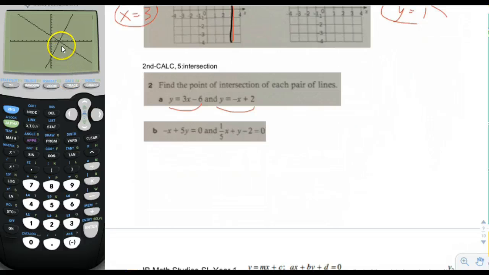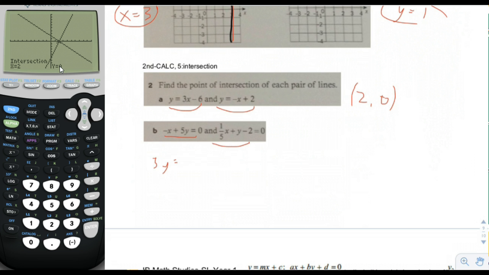And the intersection is (2, 0), and it's exactly where I thought it was, right? So put (2, 0) for this one. Now the second one's a little more difficult because they're not ready to put in the calculator yet. To put it in the calculator, we need to solve for y.